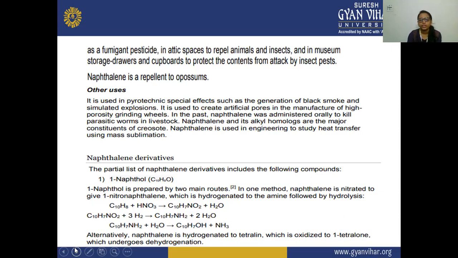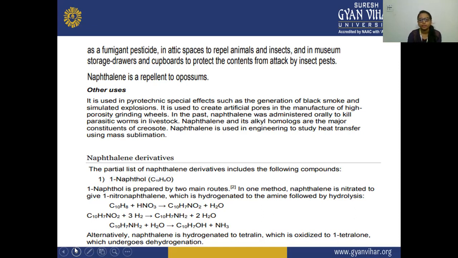It is used to create artificial pores in the manufacture of high porosity grinding wheels. In the past, naphthalene was administered orally to kill parasitic worms in livestock, and naphthalene and its alkyl homologues are the major constituents of coal tar. Naphthalene is also used in engineering so that we can study heat transfer using mass sublimation. So it is used as a pyrotechnic special effect, generating black smoke as well as simulated explosions.